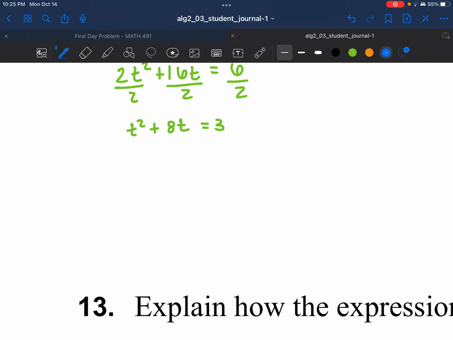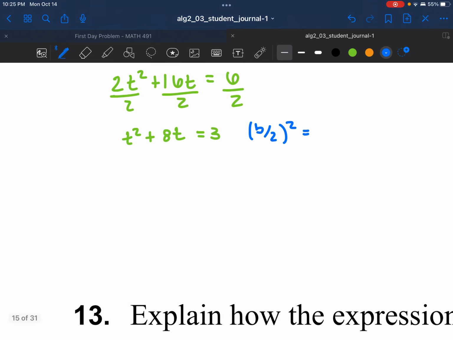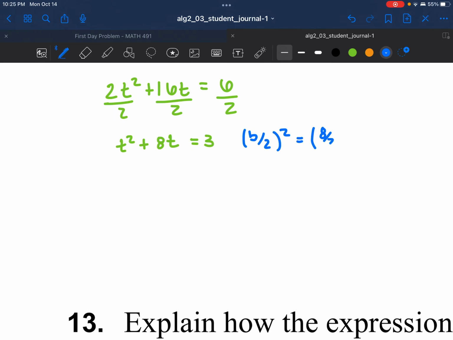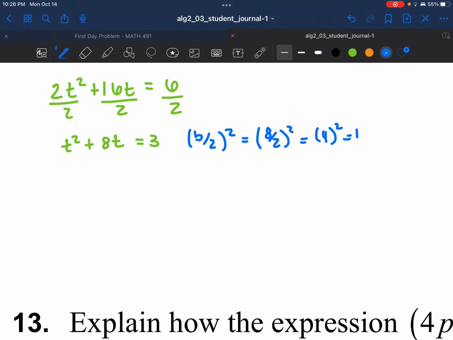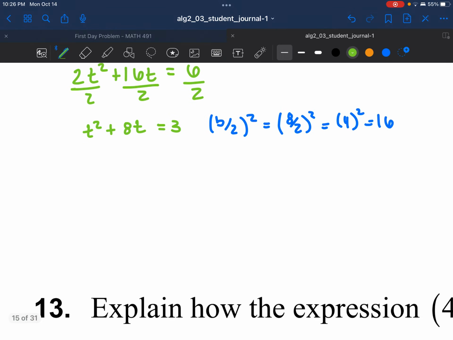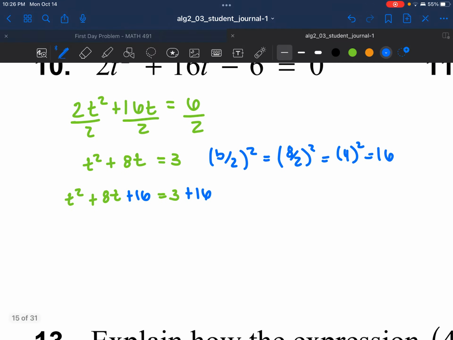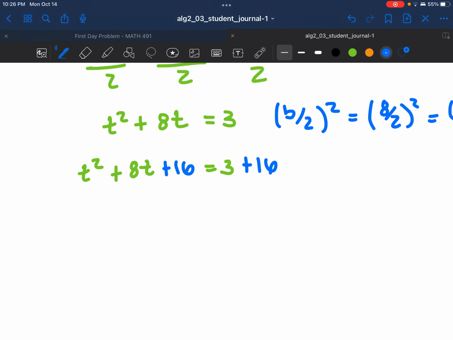Next, we're going to go ahead and add the constant that completes our square. So this is going to be b over 2 squared, my b is 8. So this is going to be 8 over 2 squared, which is 4 to the power of 2, which is equal to 16. So this is going to be t squared plus 8t plus 16 equals 3 plus 16. Okay? Then 3 plus 16 is 19.